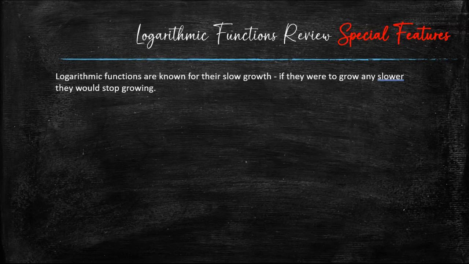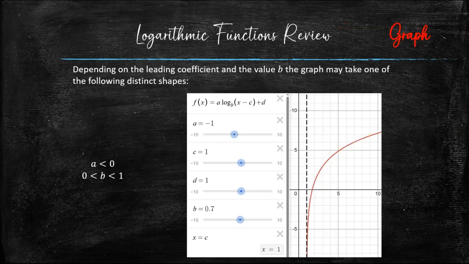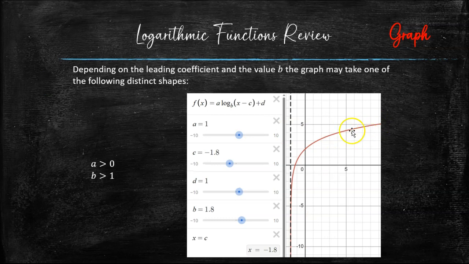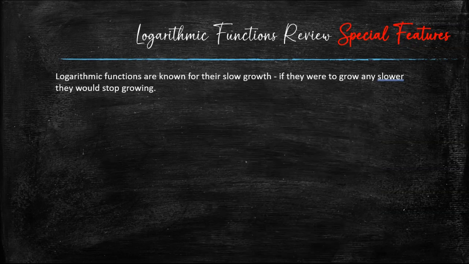Some of the special features of logarithmic functions would be the opposite of what we consider to be the special feature of exponential functions, which is rapid growth. Logarithmic functions are known for their slow growth. Take a look at this function. It's barely growing, and if it were to grow any slower, I wouldn't sit here and wait until this function gets to number 15, for example, because it's going to take forever. So we can call that a special feature of logarithmic functions.